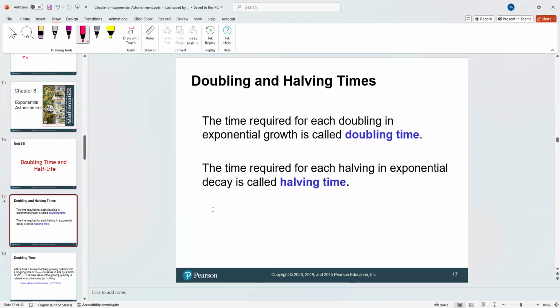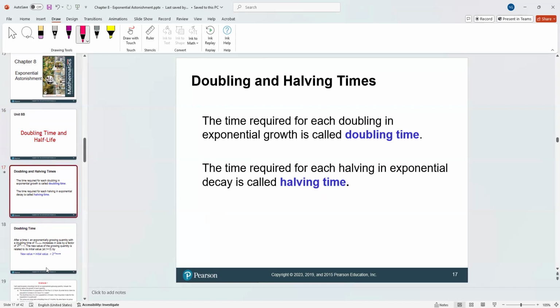For example, the doubling time for the magic penny, remember we covered this one, was 1 day because your wealth doubled each day. The doubling time for the bacteria in the bottle that we saw also in the previous video session, unit 8A, was 1 minute. So it all depends on what you want to do. The time required for each halving in exponential decay is called the halving time. You have doubling time and halving time.